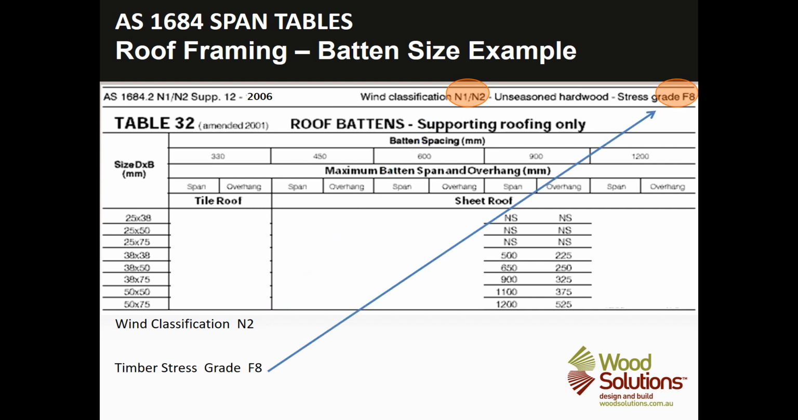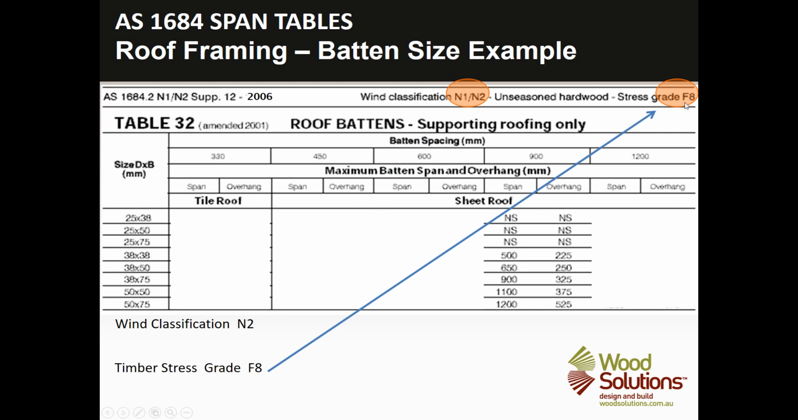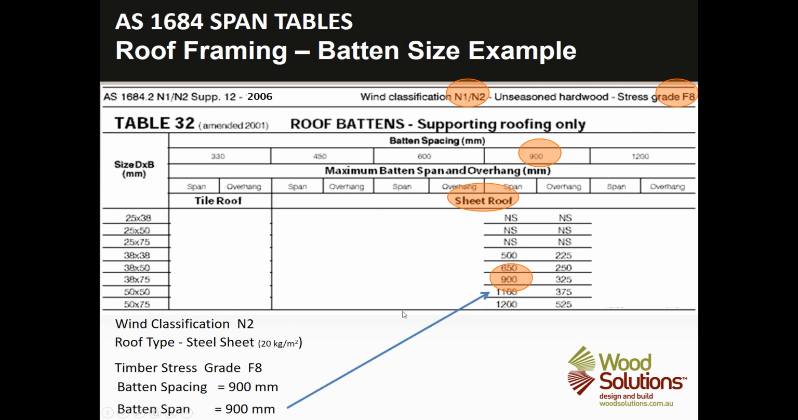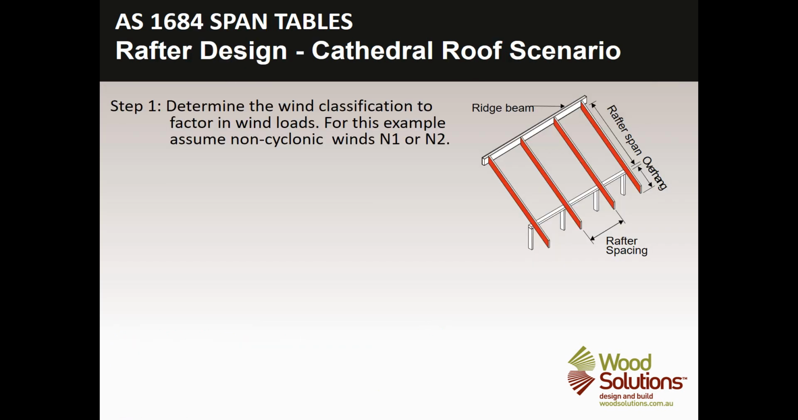So the process of batten choice again. Well, I think we'll flick through this fairly quickly. Wind classification N1, N2, stress grade F8, batten spacing 900mm. We want span 900, so we've got 38 by 75. The selection of timber from span tables, that's all fairly straightforward to you guys. Determine the wind classification to factor in wind loads, for example.